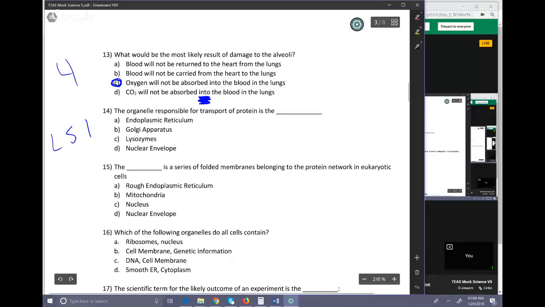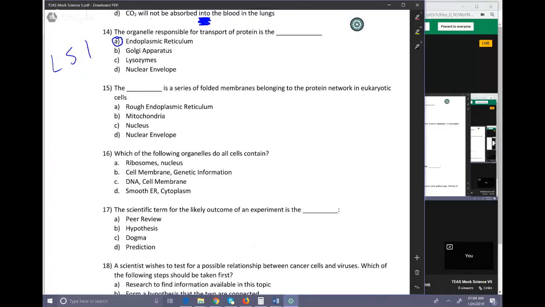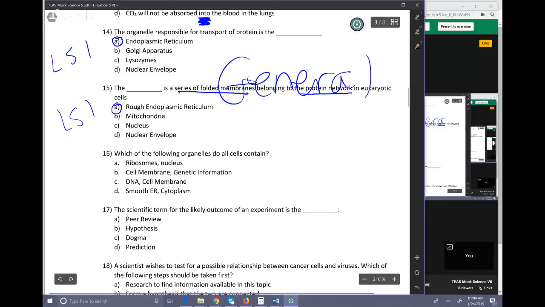14 is from Life Science 1, organelle responsible for transport of protein. In this case, it's endoplasmic reticulum because they didn't specify smooth or rough or anything more specific than endoplasmic reticulum. 15, Life Science 1 also. The blank is a series of folded membranes belonging to the protein network. In this case, it's going to be rough endoplasmic reticulum. Both of these two were general. They gave you a general description on number 15 and then a specific name. Opposite with number 14, they gave you a specific function, but a general name. You need to be prepared for both.